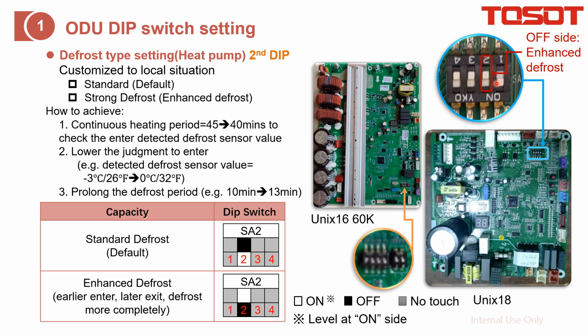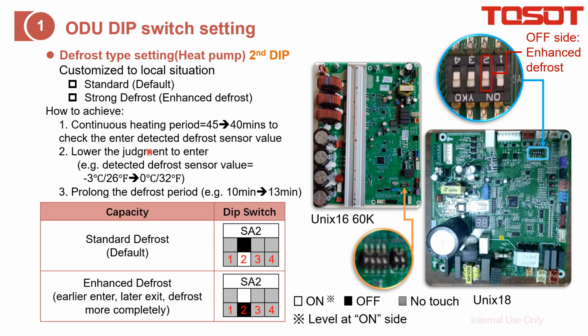The second dip is to set how to defrost. The benchmark is standard, so you are allowed to adjust to strong or enhanced defrost. You can just consider it as entering early and exiting later, so we can defrost more completely. And how to achieve it? For example, in the defrost judgment, which is continuously heating from the original, let's say 45 to 40 minutes, then we will judge the temperature from the defrost sensor. If it meets the requirement, we will allow it to enter the defrost.